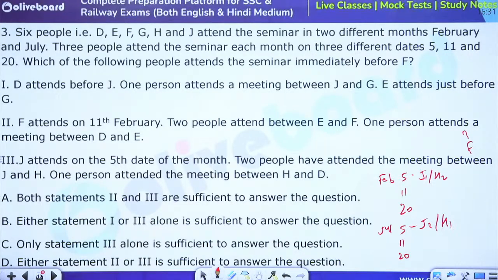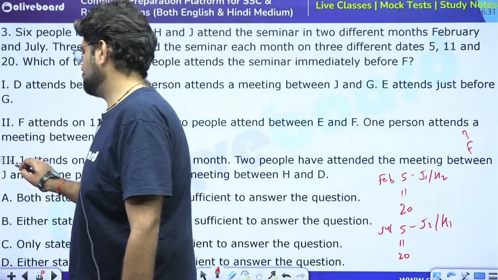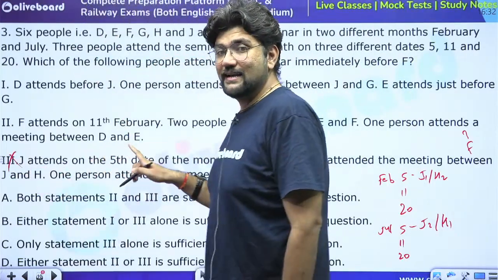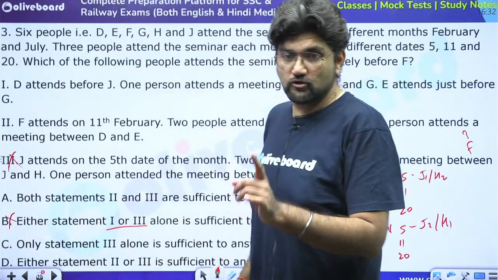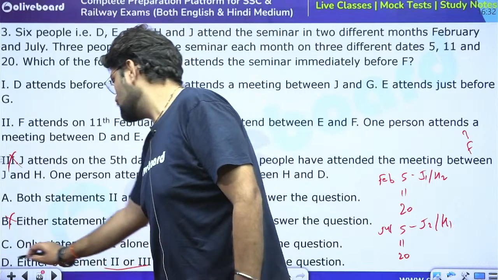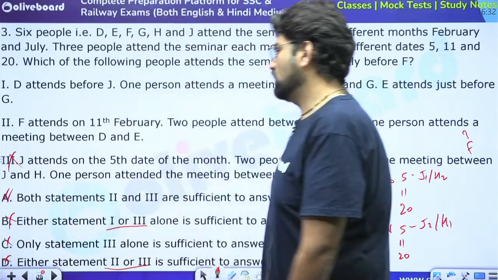1 person attended the meeting between H and D. So if H1 is here, D1 can be here or D2 will be here. These are the positions. But despite that, you will not understand who is sitting above F, because we are still not sure about E, G, etc. Okay. So 3 alone is not sufficient to answer the question. The moment you eliminate 3 alone, that means either 1 or 3 cannot be the answer. Why? Because 3 alone has to be sufficient in that case. Either 2 or 3 is also not the answer, because 3 alone has to be sufficient in that case. So I have got my answer. My answer is both 2 and 3.